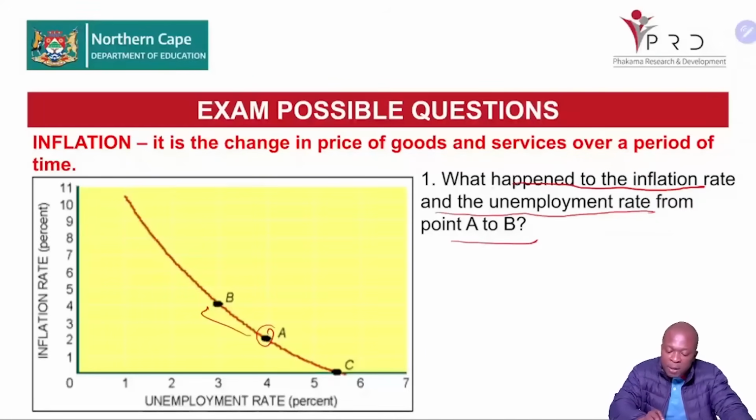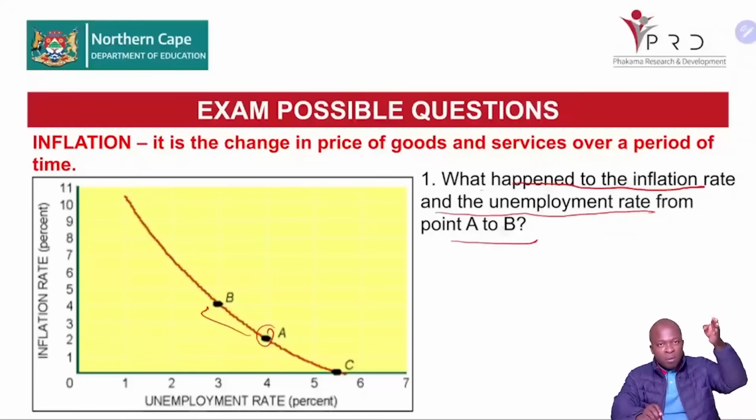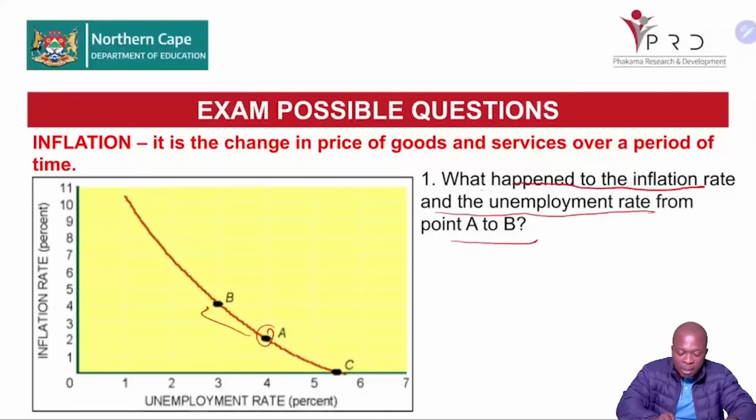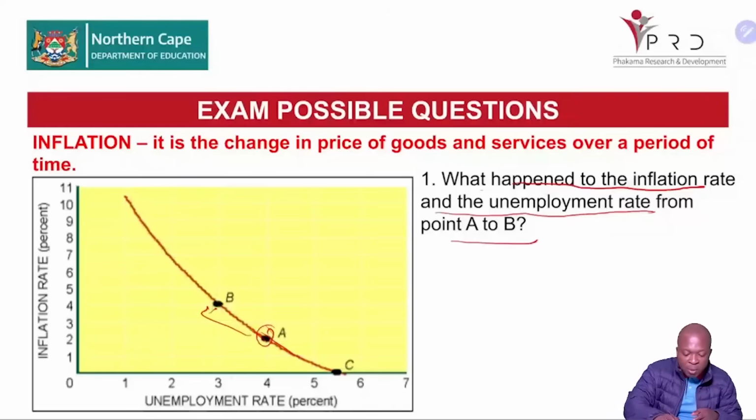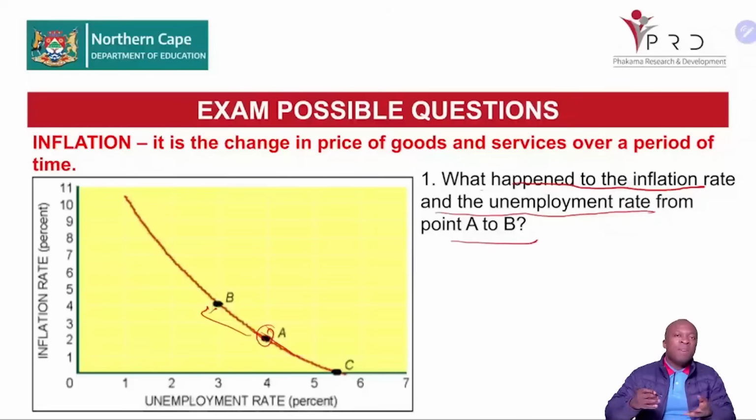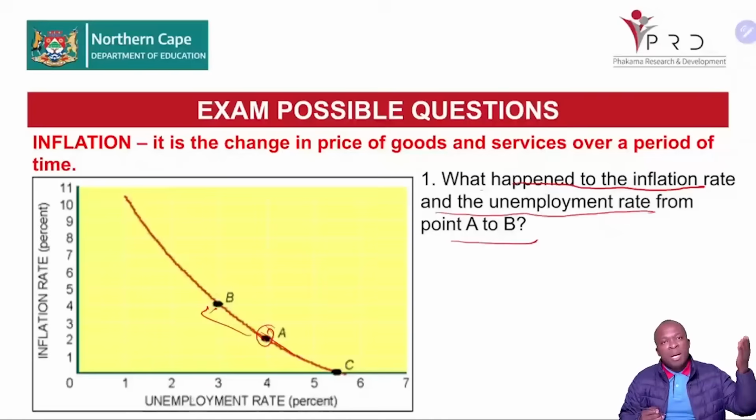When the first question asked, it says, what happened to the inflation rate? Did it become more or less? Are we together? So here we realize that this line is for the inflation rate. We are going backwards. Can you see it is becoming bigger? The inflation rate is becoming bigger as the unemployment rate drops. You see now it was 4, it is now becoming 3.